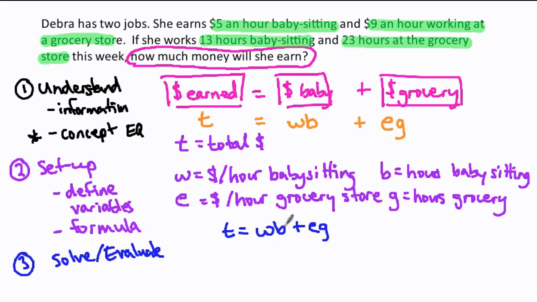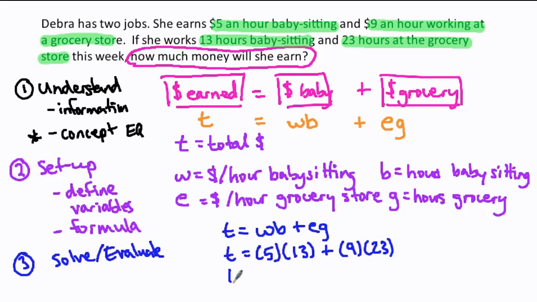Now let's substitute in. Do I know the total amount? I don't, so I'm going to leave that as a T. T equals, and now W, the amount of money made per hour babysitting. Well, I'm told that's $5. The amount of hours babysitting I was told was 13, plus the wage at the grocery store, which is $9 an hour multiplied by 23.